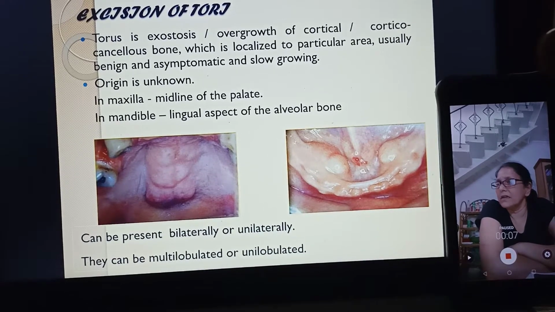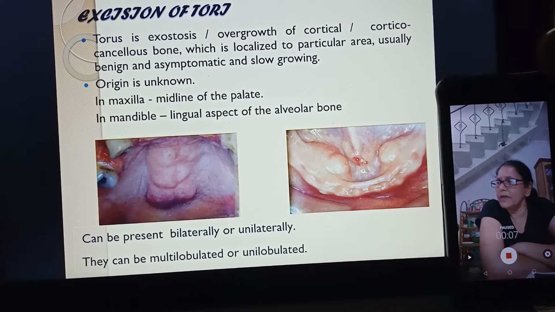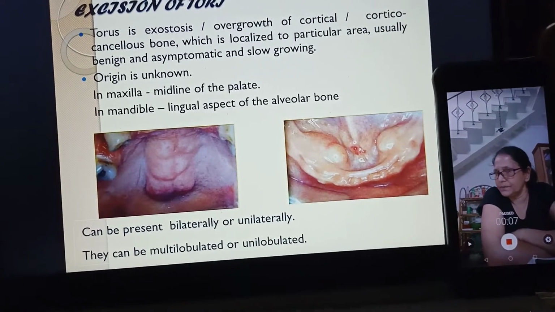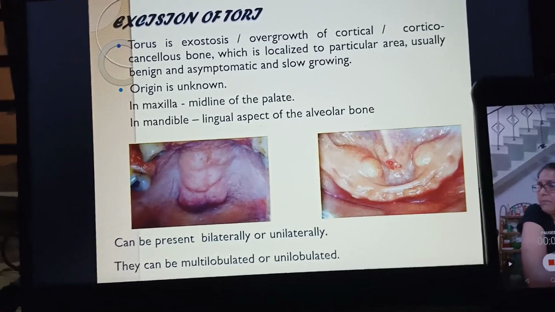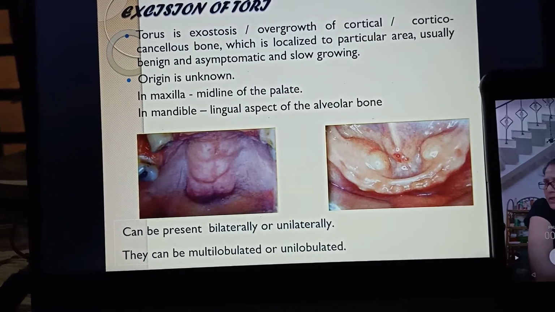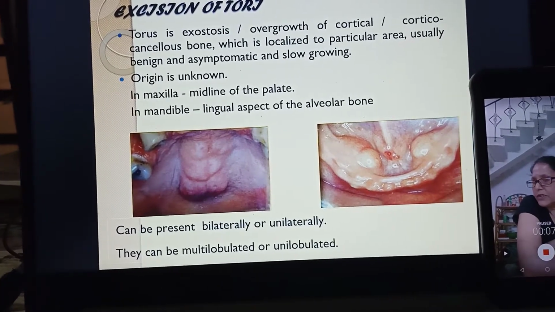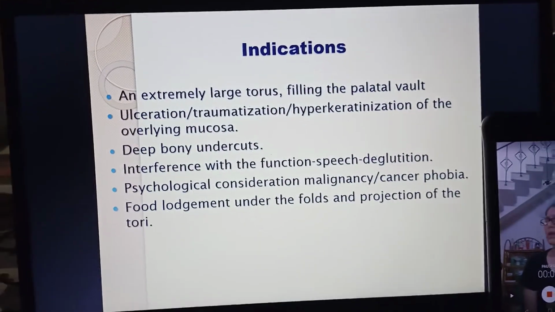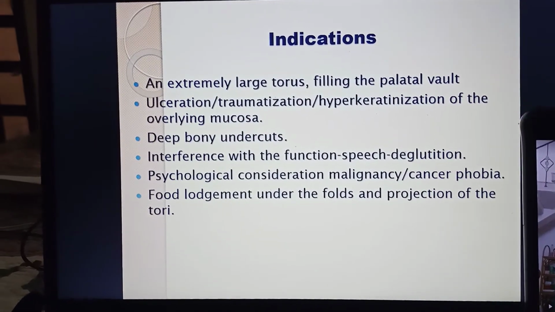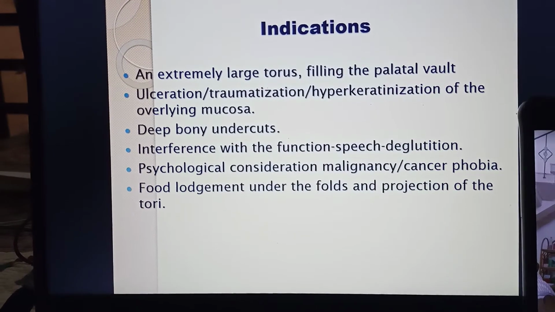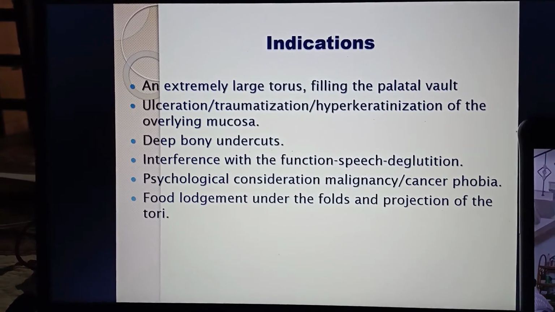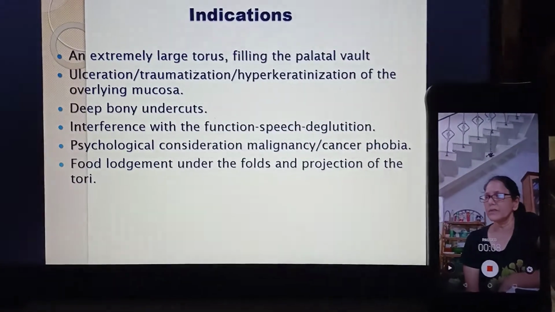In maxilla it occurs in the midline of palate. In mandible it occurs on the lingual aspect of alveolar bone. They can be present bilaterally or unilaterally, can be multilobulated or unilobulated. What are the indications? If it is very big in size, that is extremely large tori filling the palatal vault, it should be removed.